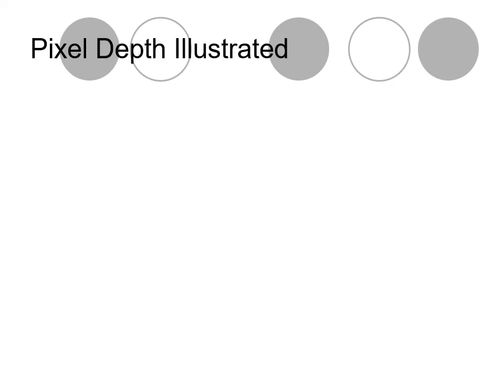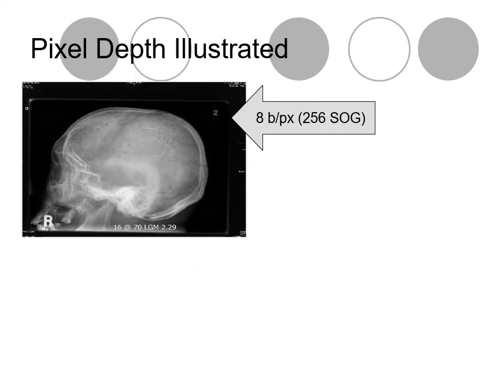To illustrate my point regarding visibility of detail, I will present 3 images at different pixel depths that will be apparent on any computer monitor. This first image is a lateral skull displayed at 8 bits per pixel depth, 256 shades of gray. Most would agree that the density and contrast are adequate to demonstrate structures ranging from the calvarium to the facial bones.